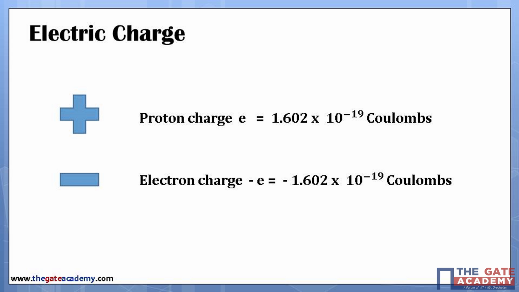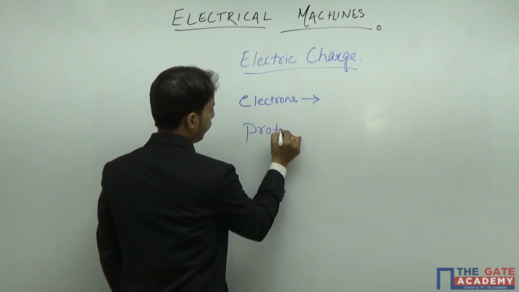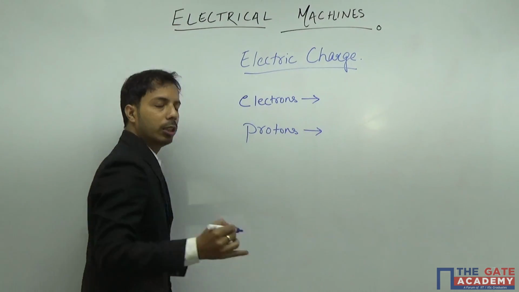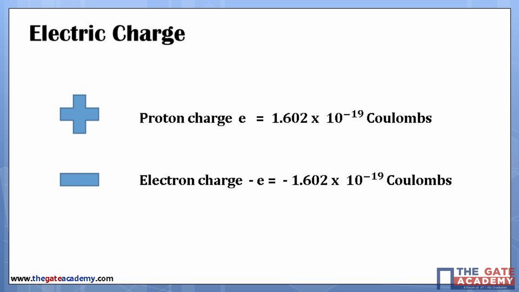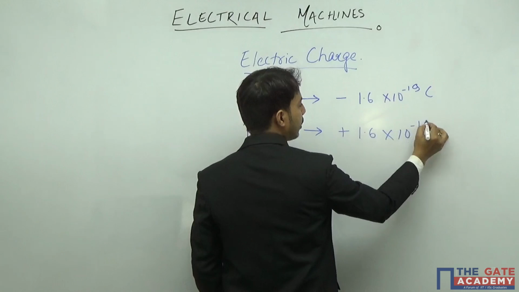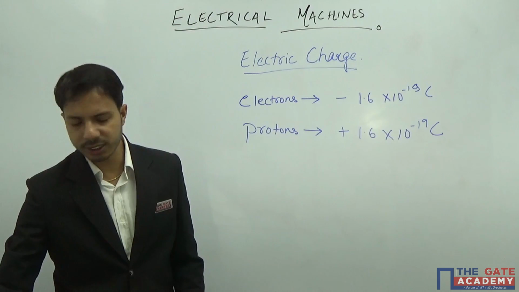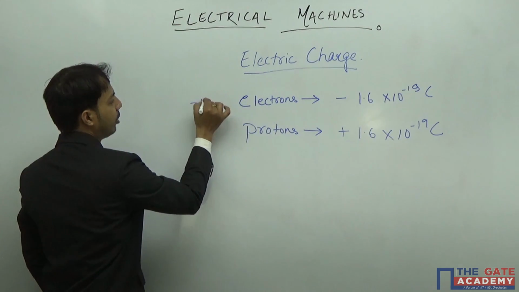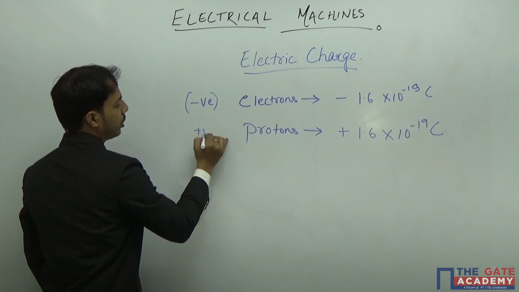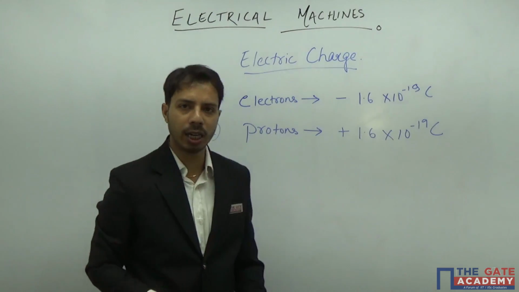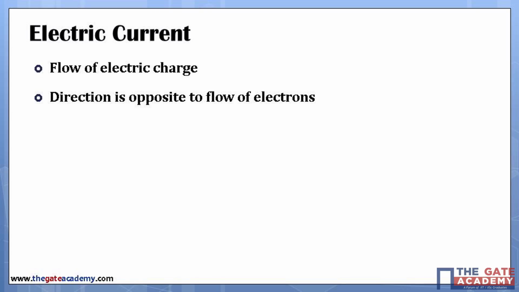Similarly, the charge of a proton is the same in numeric value as the electron, but the electron is negative 1.6 into 10 to the power minus 19 coulomb, whereas the proton is positive 1.6 into 10 to the power minus 19 coulomb. Okay, now this is all about charges. We take this as a negatively charged body, and this is positively charged. Electrons are said to have negative charges.